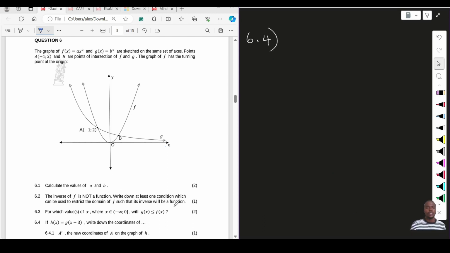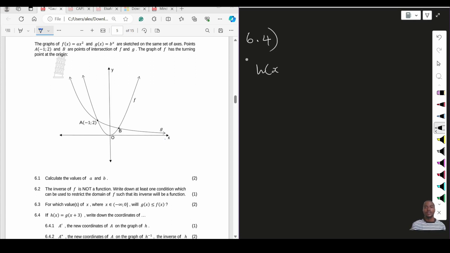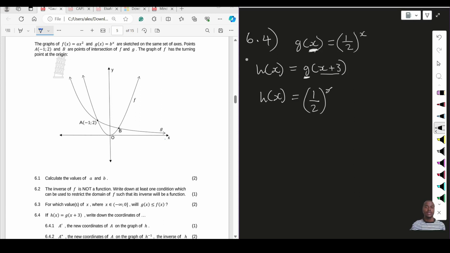So for 6.4 now, they say if h of x is equal to g of x plus 3. I don't even care about what happens next, because I know that g of x is equal to 1 all over 2 to the power of x, because our b value was 1 all over 2. So now I'm going to say h of x is equal to, in the place of x for the g function, I put x plus 3. So I can say 1 all over 2, and in the place of x now I put x plus 3. That's the new function that we have of h of x. This then will give you a direction to where we are heading.